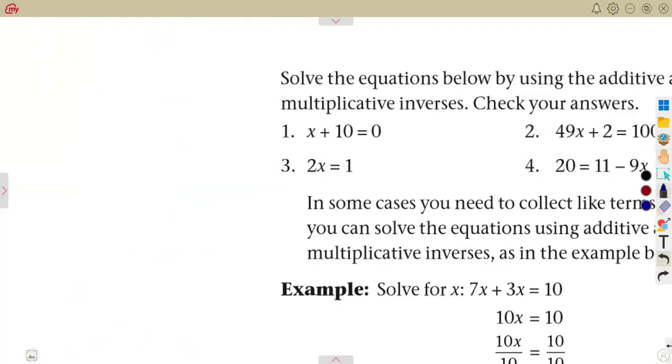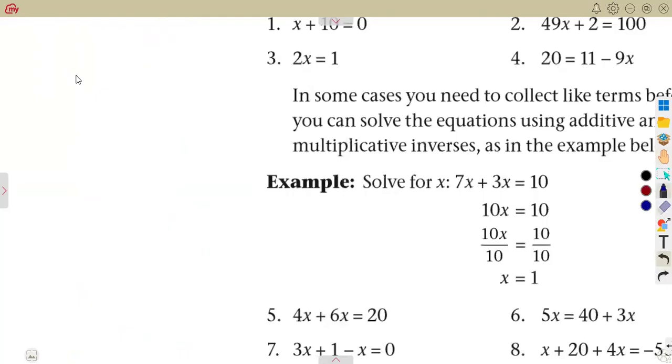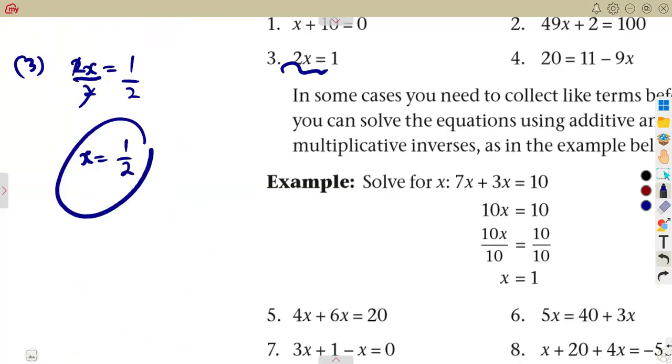So I want you to try these questions, prove, that is to check if your answers are correct. This one is straightforward. As you can see, we solved this type of question before. It's just 2, which is multiplying. So simply divide by 2. So that means x was going to be 1 over 2. Then you can also check that one.